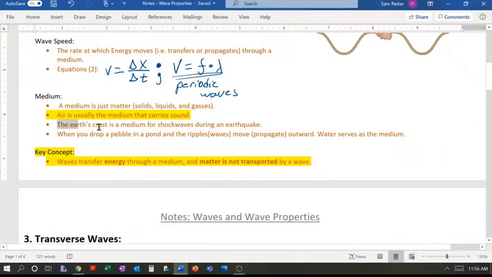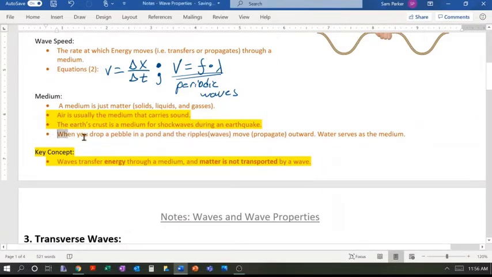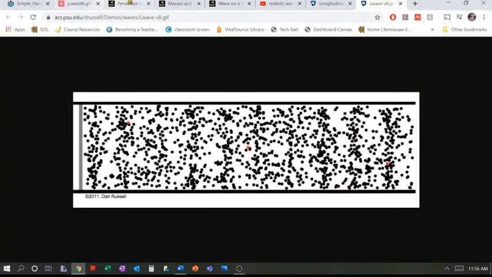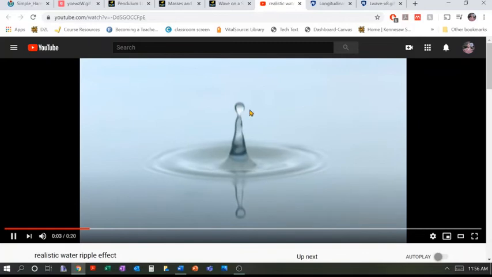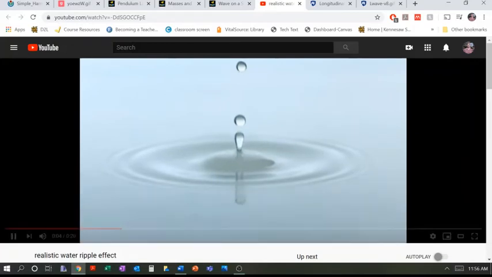All right, the Earth's crust is a medium for shock waves during an earthquake, so that's another example. And then when you drop a pebble in a pond, the waves move outward, and the water serves as the medium for those waves. I have an example of that. Check it out. The water droplet will disturb the medium, and that disturbance, the wave, the energy, will move outward in all directions. And then you actually get a second drop, which is going to cause a second series of pulses, which almost makes the wave periodic.